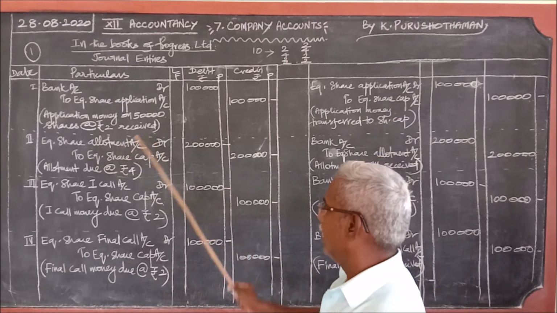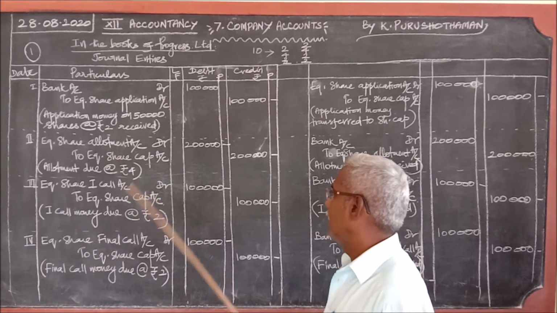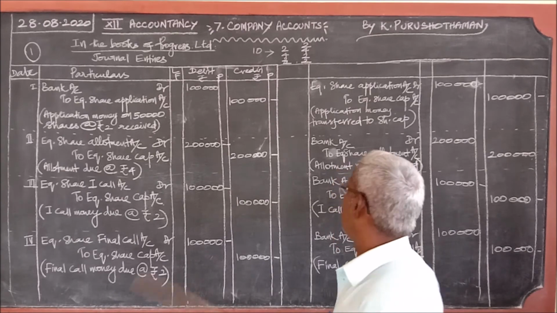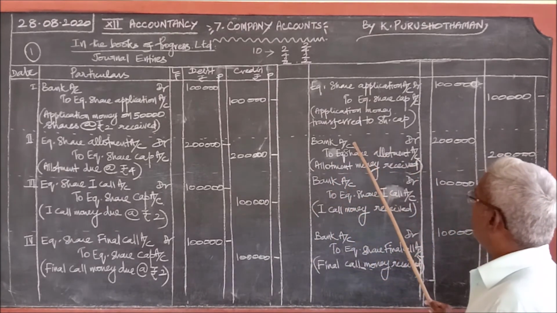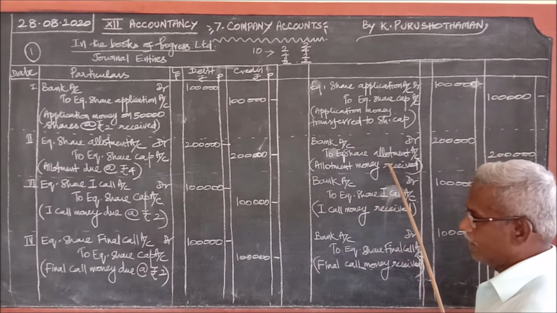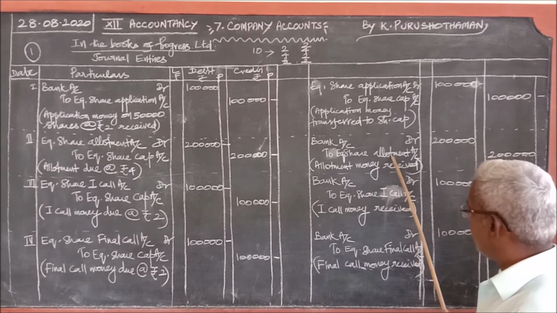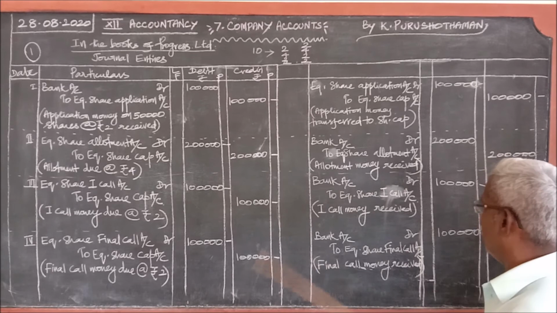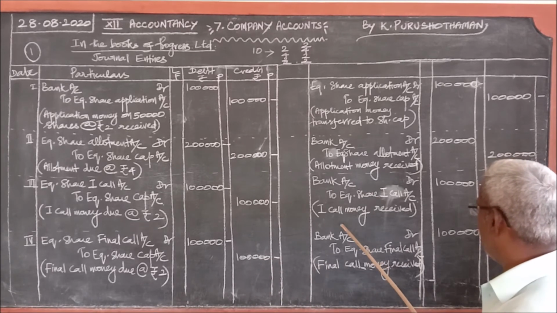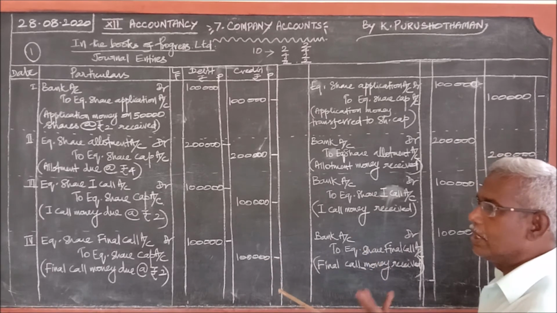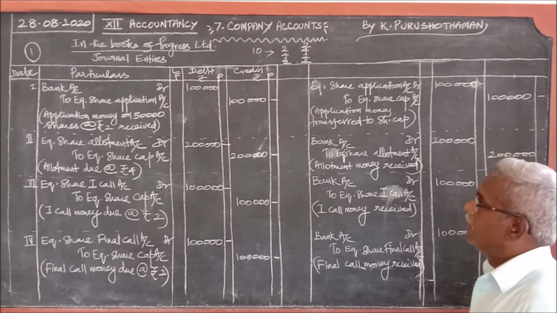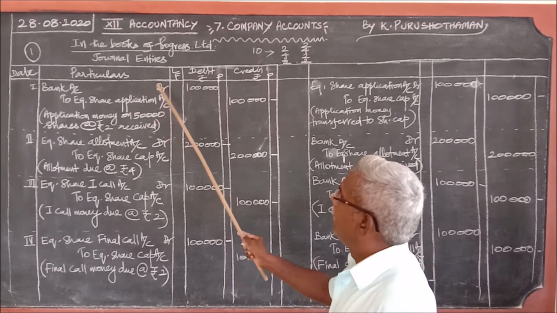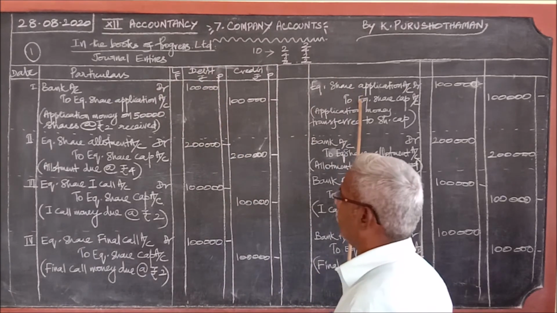For allotment, allotment account. For first call, first call account. For final call, final call account. The same thing here. Here the bank to share allotment is because this is the allotment stage. Then this is first call, therefore equity share first call account. This is final call, therefore equity share final call account. That's all. So if you remember this first journal entry, with this you can start the second one.